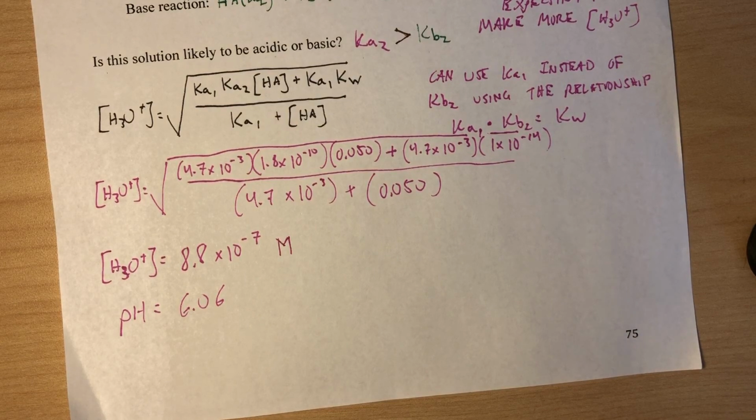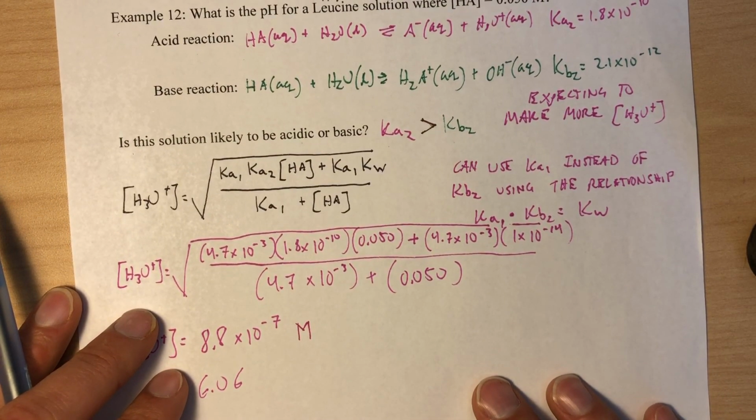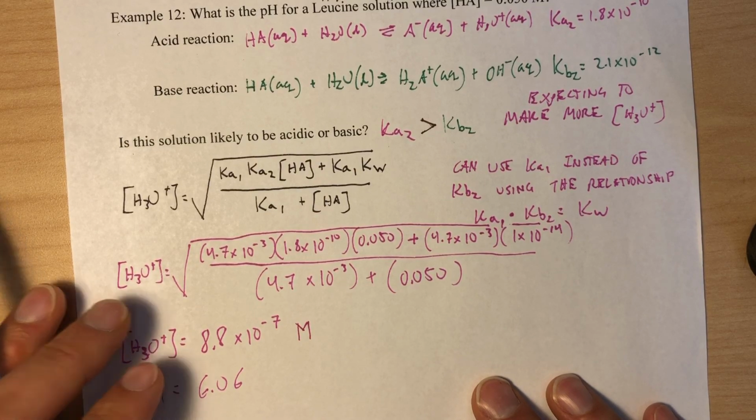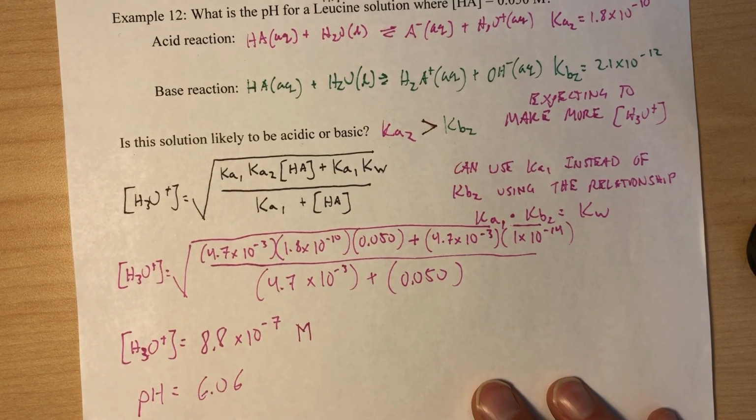And so there you have it. H2A+ can be treated as a monoacidic species, A- can be treated as a monobasic species, but when you have HA in the middle, you have to use this equation.